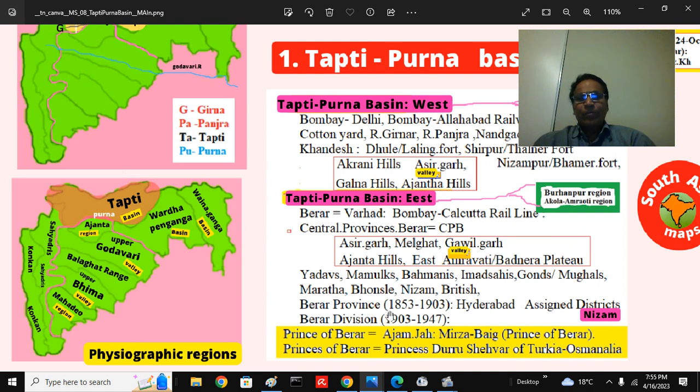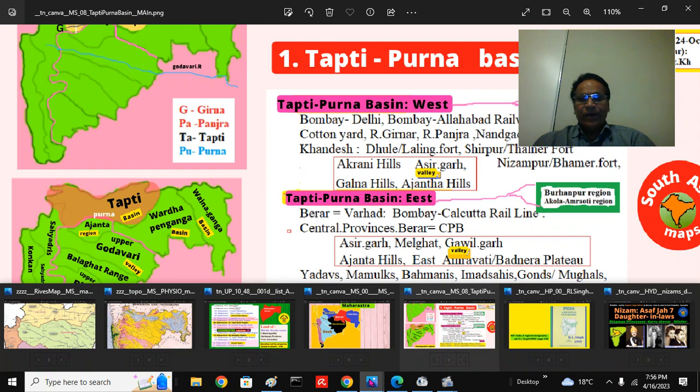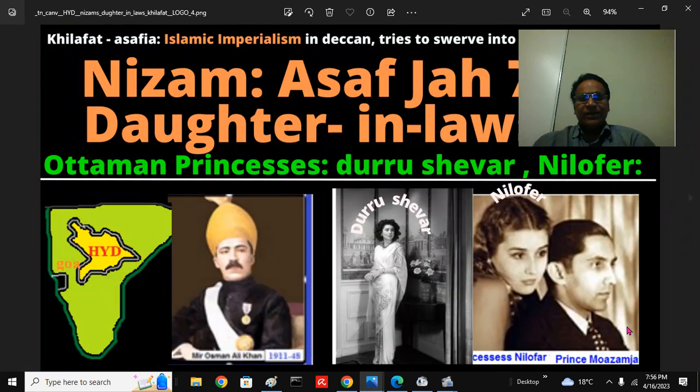So the Berar province was formed in 1853, and during Curzon's time it was assigned to the British, so it's called the assigned districts, and later formed the Berar division of the Central Provinces and Berar. The first wife, principal consort of the Nizam's daughter-in-law, was called Princess of Berar. The first son, heir apparent, is called Prince of Berar.